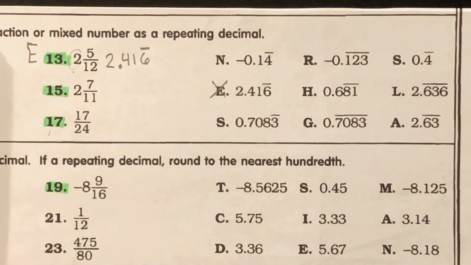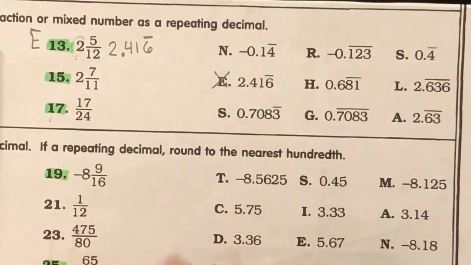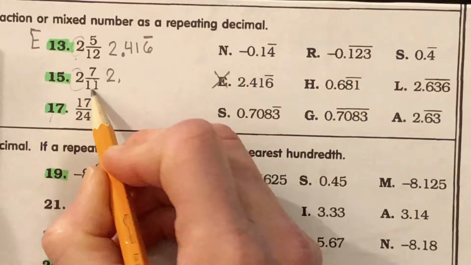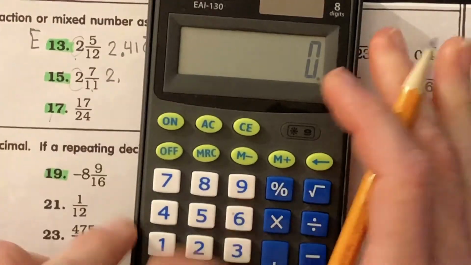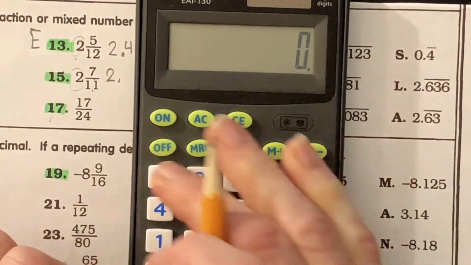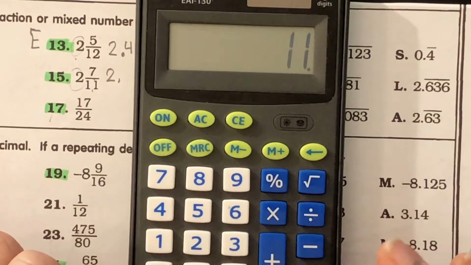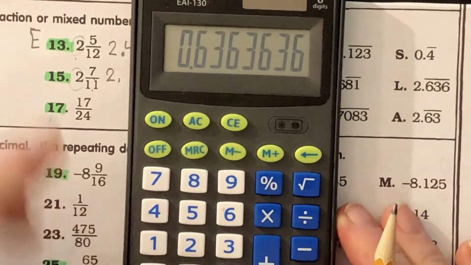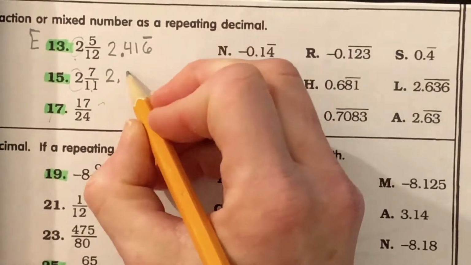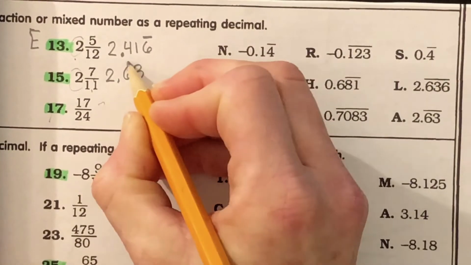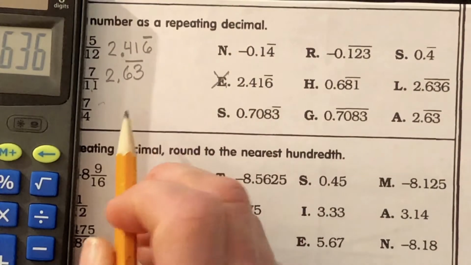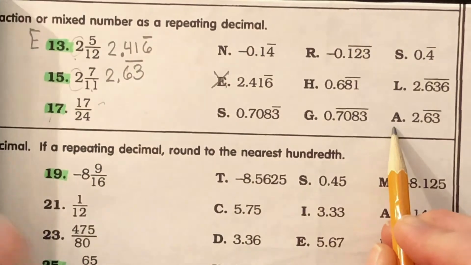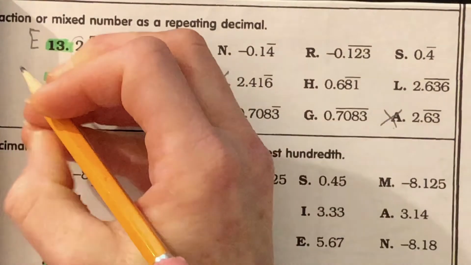Okay, number 15, another 2 wholes, 7 divided by 11. So let's do that. 7 divided by 11 is 0.6363636363. So we have 6, 3, both repeating. And we look over here, that is A. 15 is A.